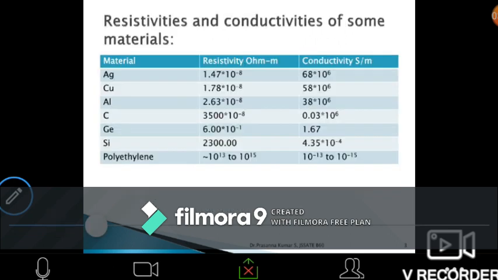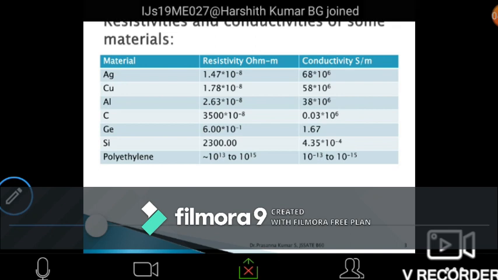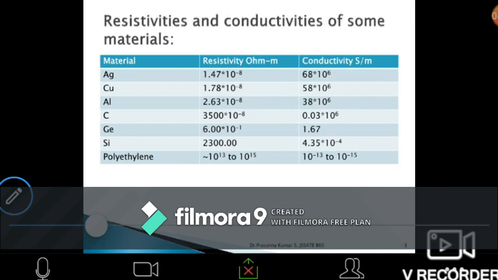And here is given the table of resistivity and conductivities of some materials. The first three materials are the metals: silver, copper, aluminum. The fourth one is carbon, then germanium, silicon. These two are the semiconductors, you know that. Polyethylene, the last one, is an insulator. Look at the resistivity. The value of resistivity for silver is 1.47 times 10 to the minus 8. The order of 10 to the minus 8. Again for copper, it's of the order of 10 to the minus 8.